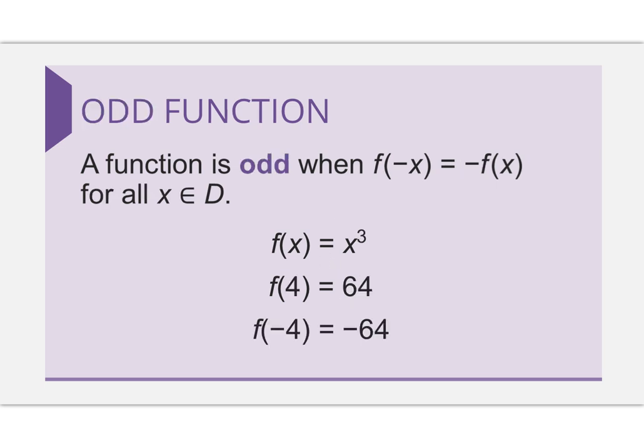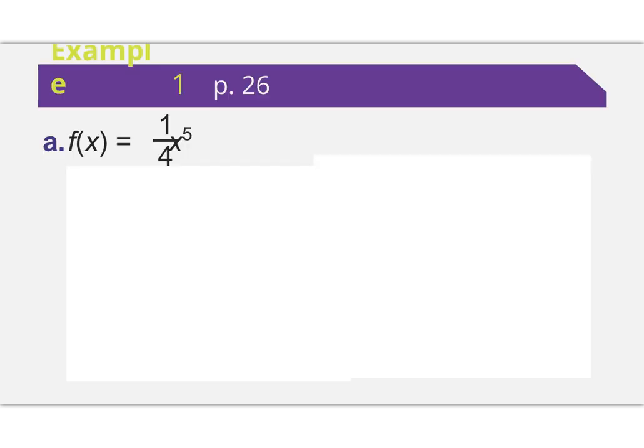For an odd function, it is considered odd when I plug in a negative and positive of the same number and I get a negative and positive of the same number. So in this example, if I plug a 4 into x cubed, I get 64. If I plug in negative 4, I get negative 64. That's how you know if a function is even or odd.